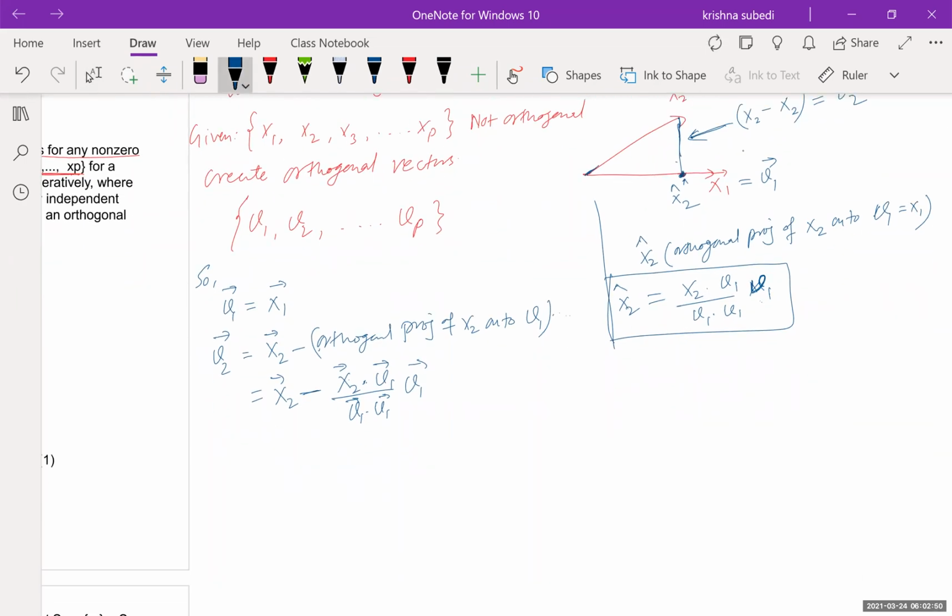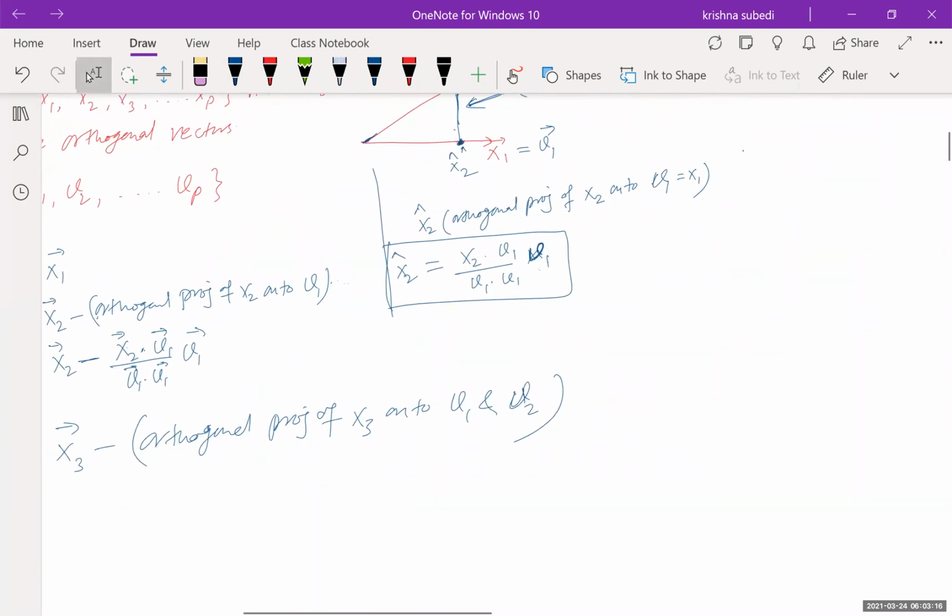Now, if I want to calculate v3 by the same method, what I have is x3 minus the orthogonal projection of x3 onto v1 and v2. Now two vectors, v1 and v2, that's what we are looking for.